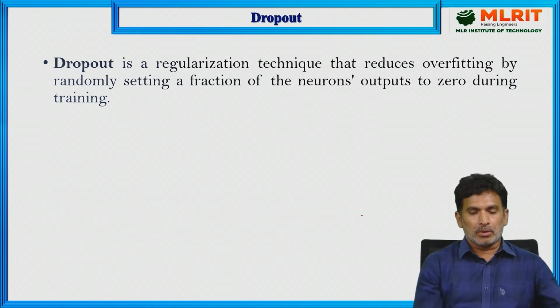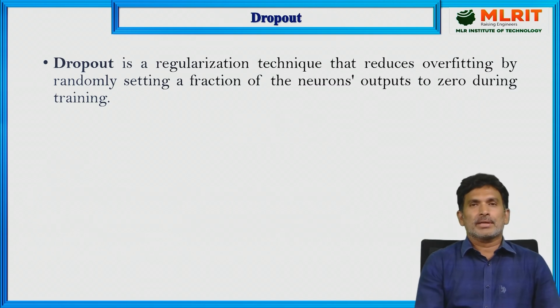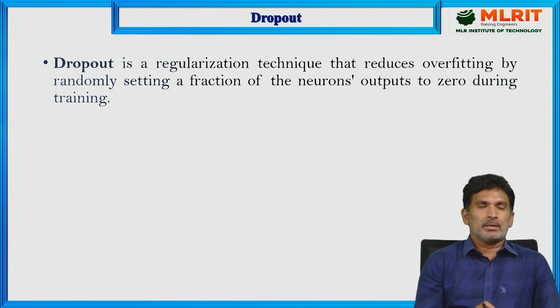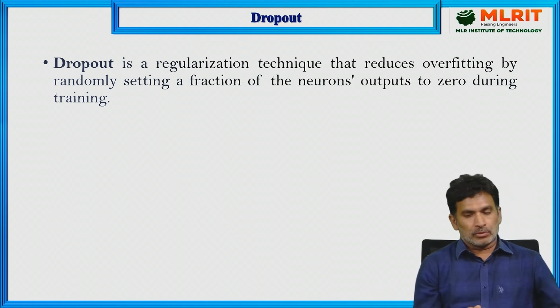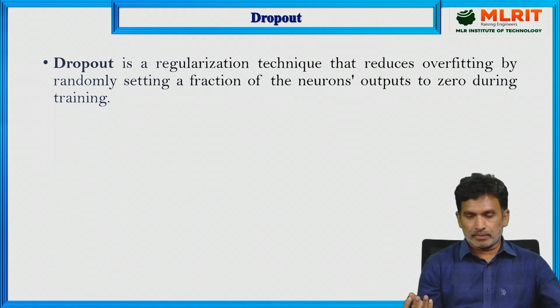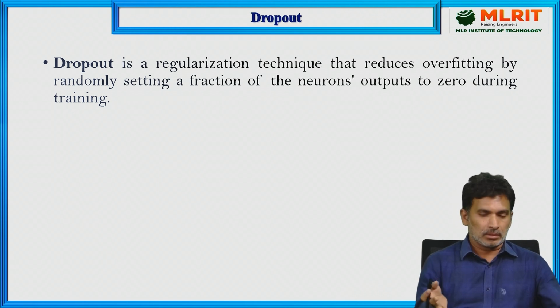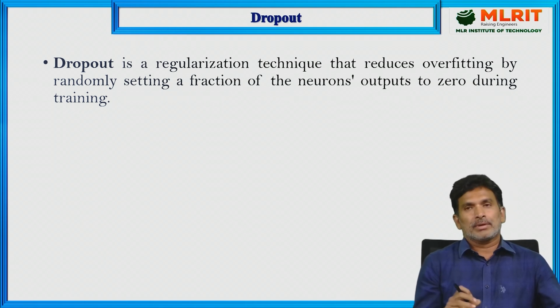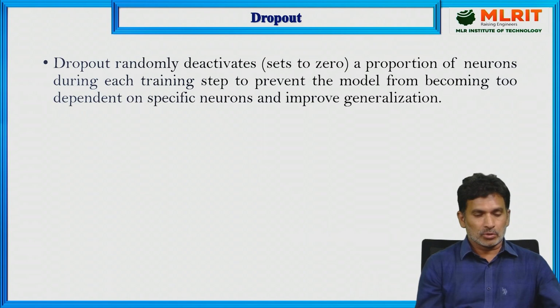Next, dropout. Dropout is a regularization technique that reduces overfitting by randomly setting a fraction of neurons' output to 0 during the training. That means there is no output from the particular selected set of neurons. So we can control that by using this dropout mechanism.